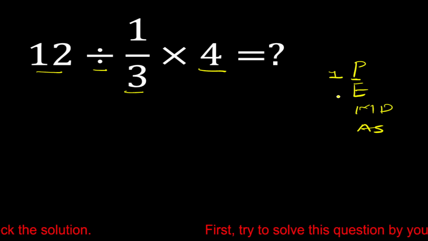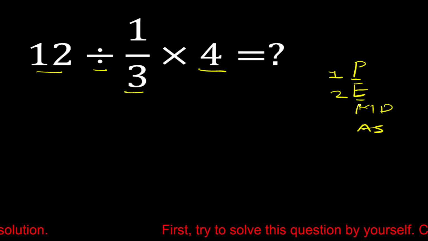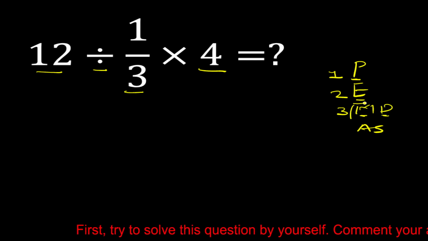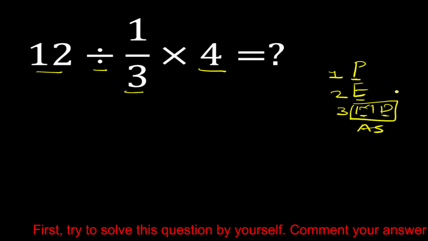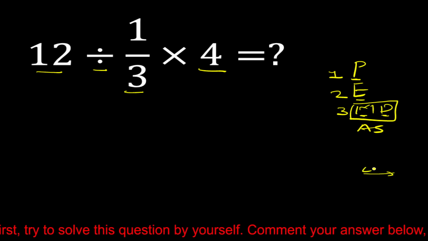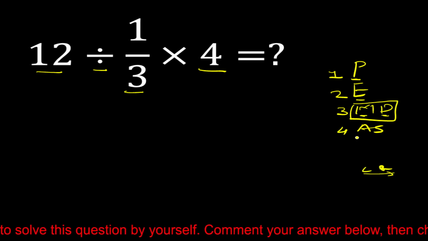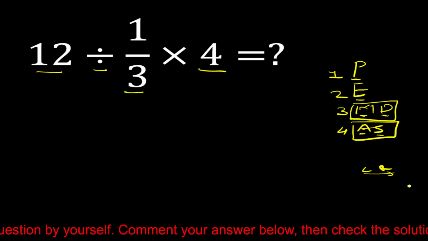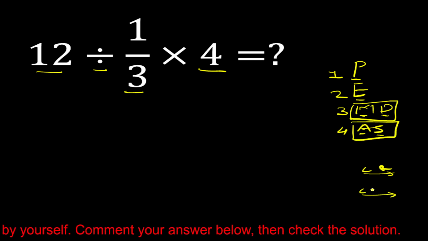first priority is parentheses, then second priority is exponents, third priority is multiplication and division. Here multiplication and division both have equal priority, so we have to solve it from left to right. Fourth and last priority is addition and subtraction. Also addition and subtraction both have equal priority, so we have to solve it from left to right. Okay.